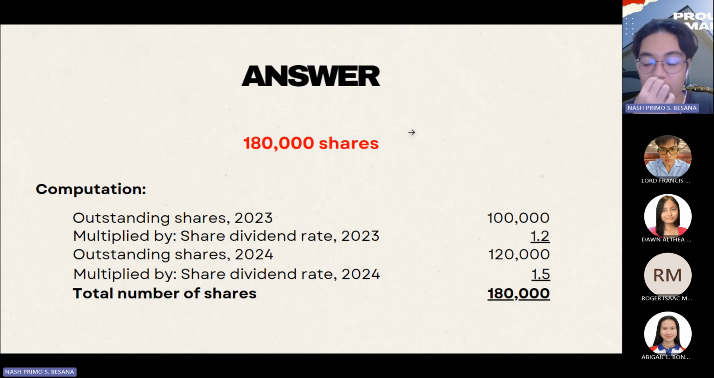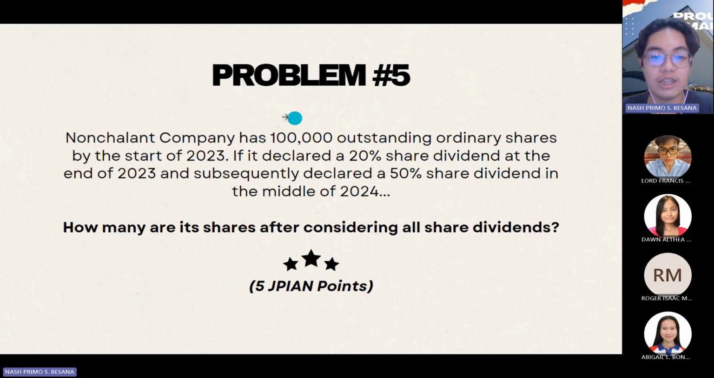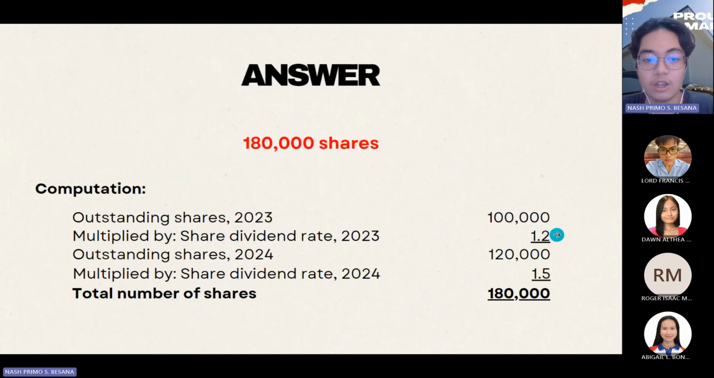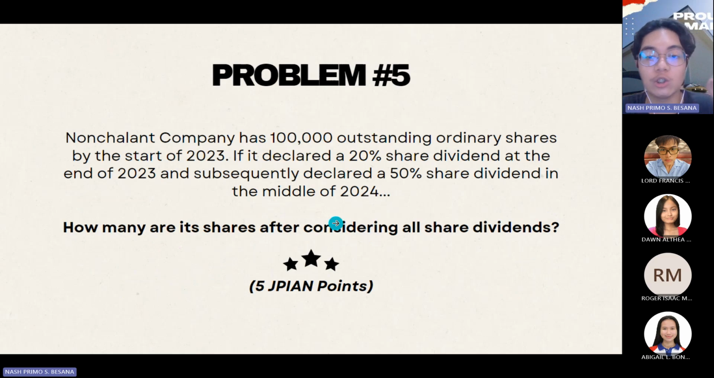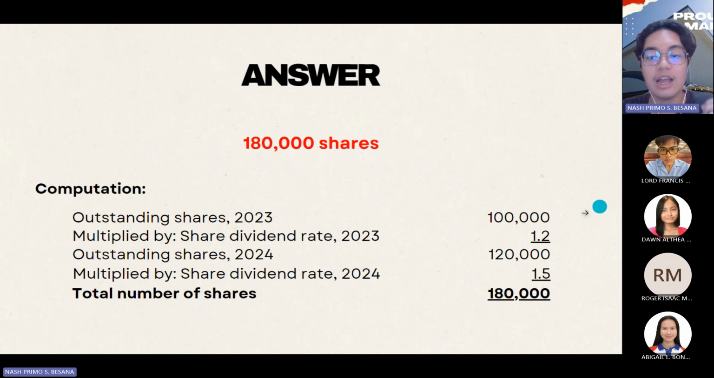So outstanding shares 2023. So yun yung 100,000 niya kanina. Meron daw siyang 100,000 noong 2023 times, kaso kasi nag-declare siya ng 20% share dividend. So times 1.2. Bakit 1.2 instead na 0.2 lang? Kasi, ang kino-compute na natin is total shares, including yung dinagdag pati yung luma. Hindi lang natin kino-compute kung ilan yung nadagdag, but rather the new total. So 100,000 times 1.2, 100% tsaka 20%, that would give us 120,000 shares by 2024.